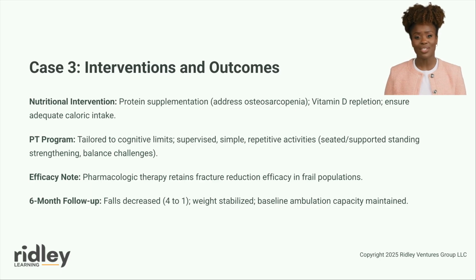Nutritional intervention addresses her weight loss and protein energy malnutrition. Protein supplementation supports both bone matrix synthesis and muscle protein synthesis to address the osteosarcopenia common in frail older adults. Vitamin D repletion through loading followed by maintenance dosing corrects her deficiency. Coordination with dietary services ensures adequate caloric intake and addresses any barriers to eating such as dental problems, food preferences, or assistance needs. The physical therapy program is tailored to her cognitive and physical limitations.